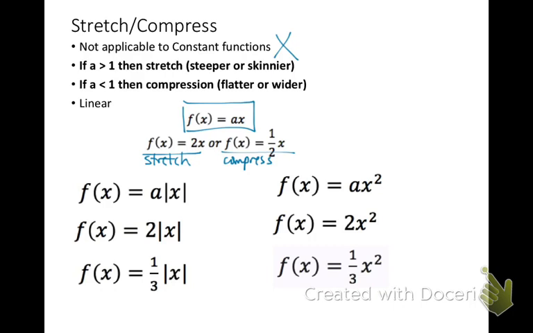Now across the top of those boxes, you can write these directions because it applies to all of those 3 functions: linear, absolute value, and quadratic. If that a value, the number in front of the input of x, is greater than 1, then you're going to have a stretch, and your graph will be steeper or skinnier than the parent. If the a value is less than 1, but not 0, then the compression is flatter or wider.